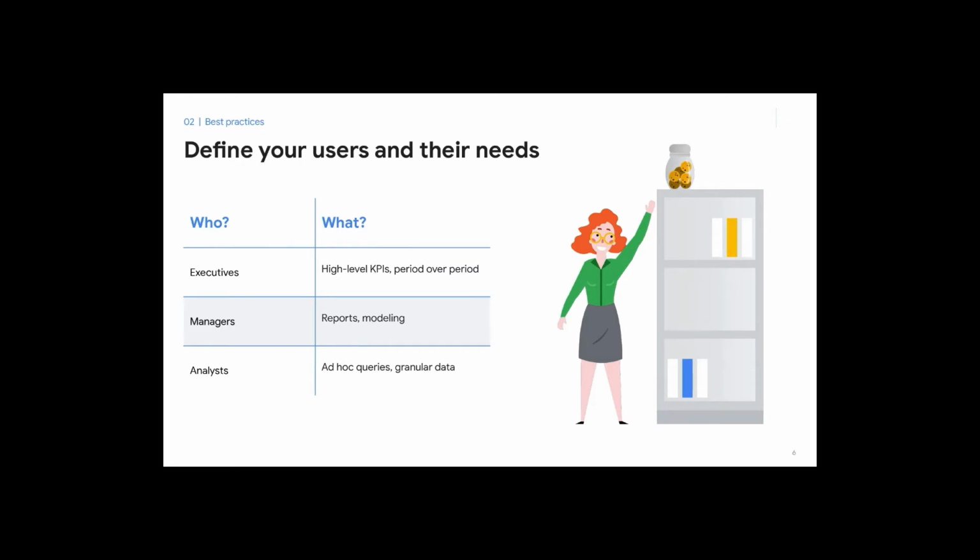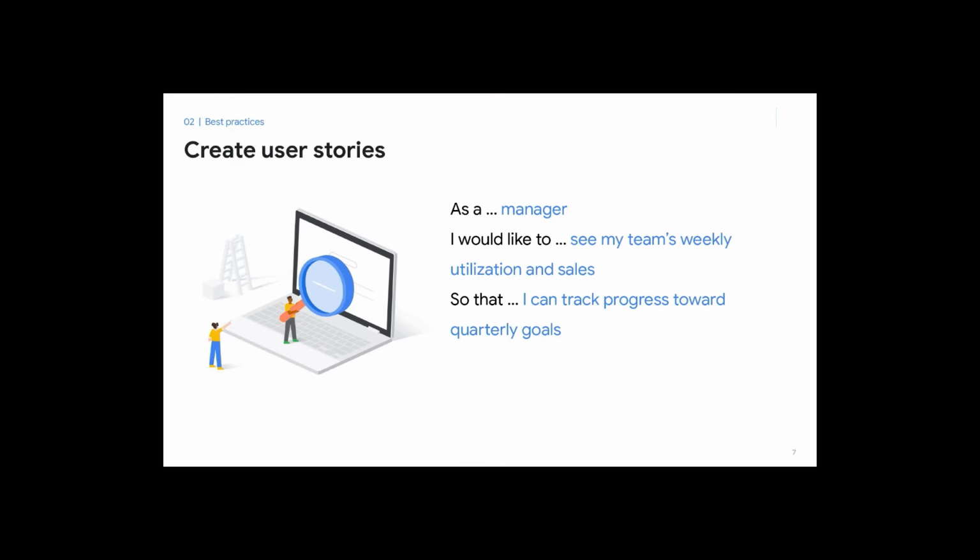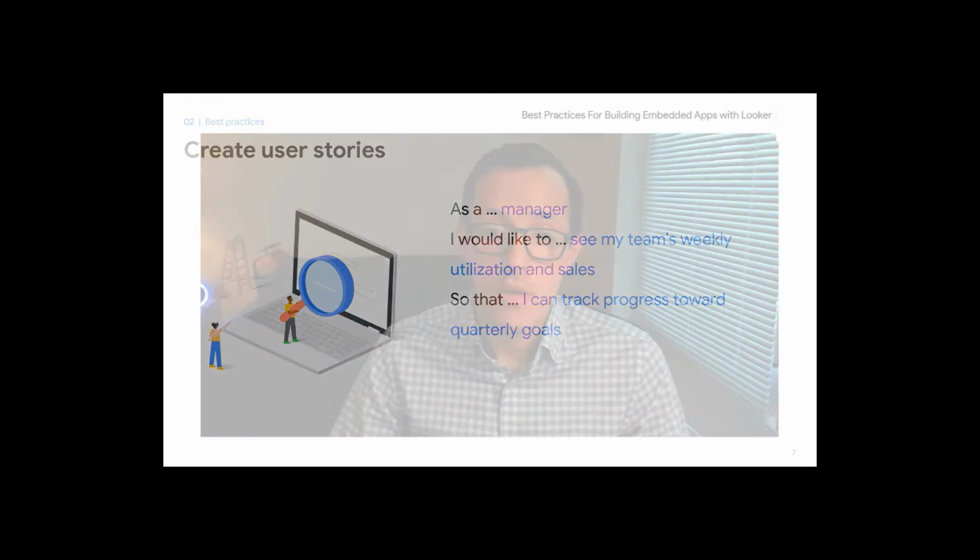and an analyst. And as you can see in this very high-level kind of chart, an executive might want to see high-level KPIs, whereas an analyst is more interested in ad hoc queries or granular data. And one way we can help define those specific users and their needs is by creating user stories. A common approach is to write these up into a fill-in-the-blank type sentence. As a manager, I would like to see my team's weekly utilization and sales so that I can track progress toward quarterly goals. That's just one example.